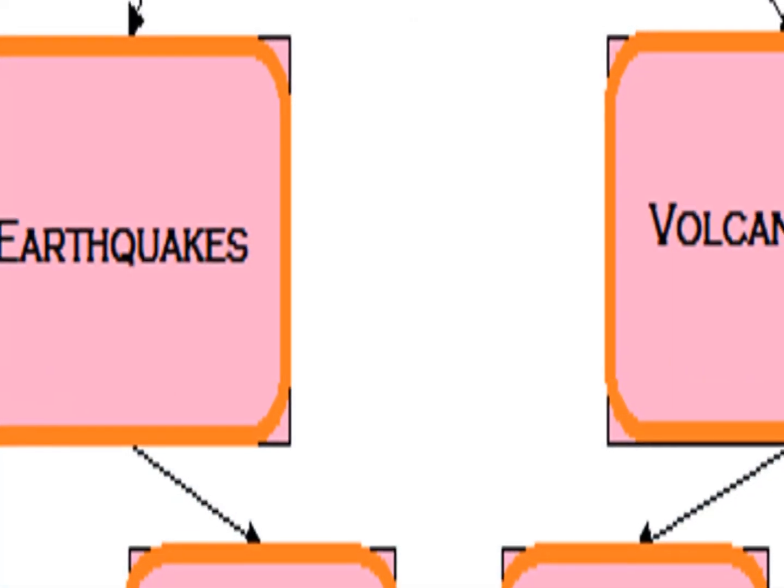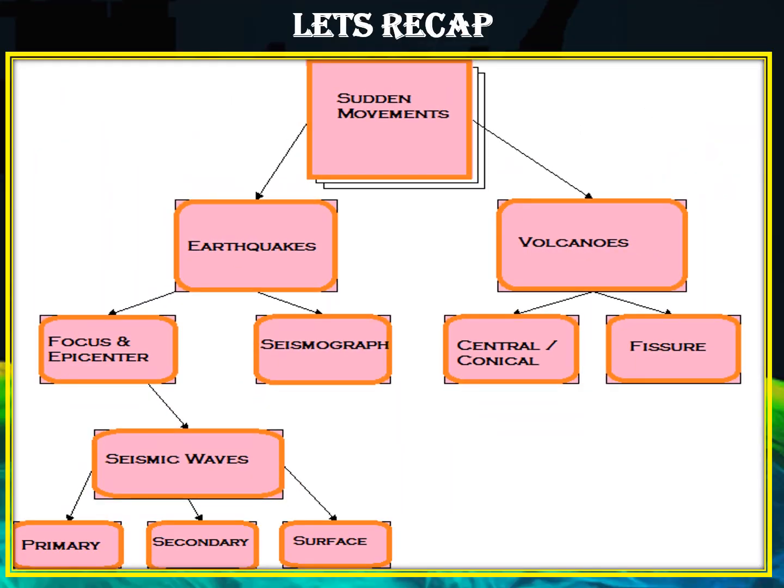So students, let's have a recap of what we studied. We studied about the sudden movements, those movements which bring abrupt changes on the earth's surface. The changes are so sudden that part of the land may be fractured, a river may change its course and a new land feature may be formed. Earthquakes and volcanoes are the best examples of the sudden movements.